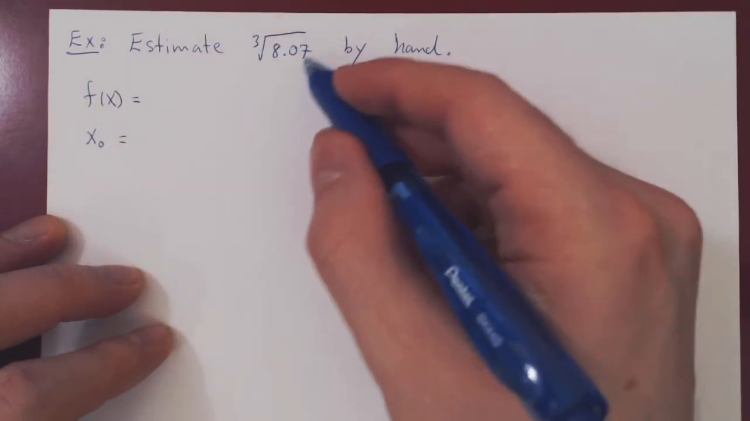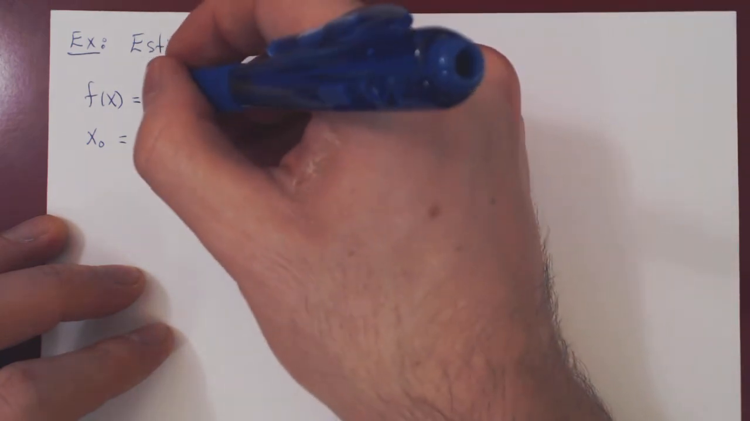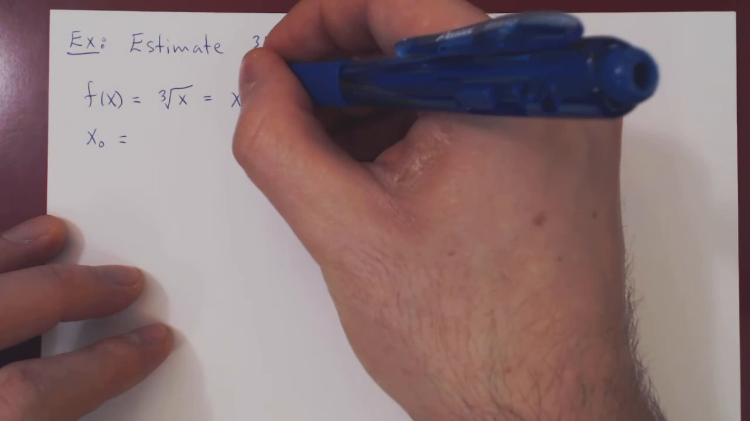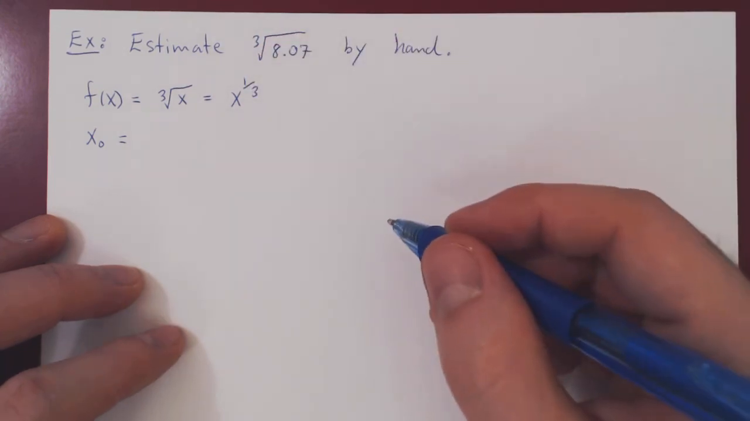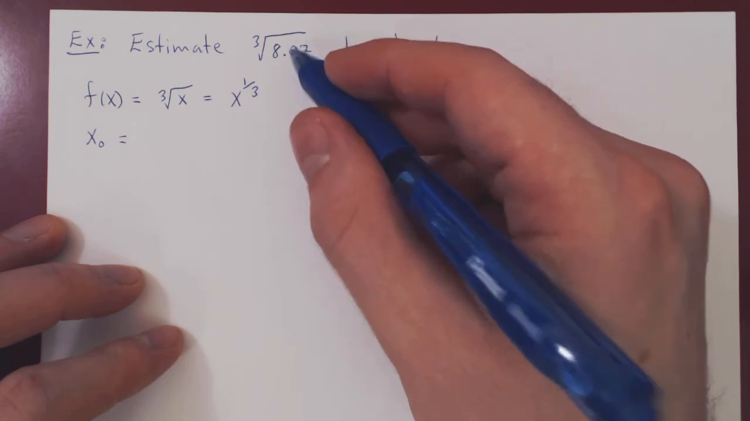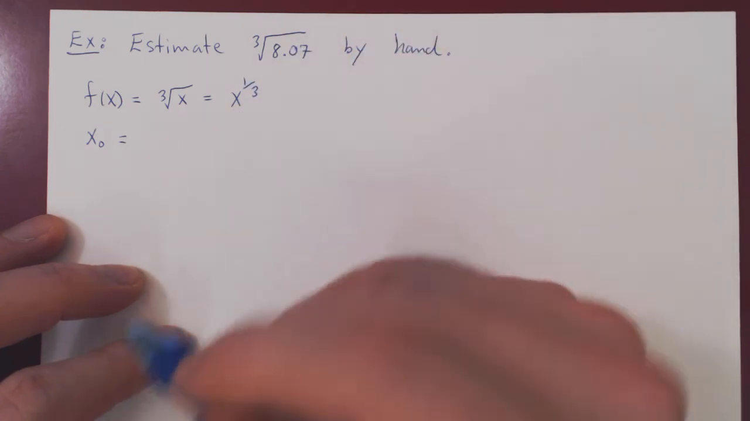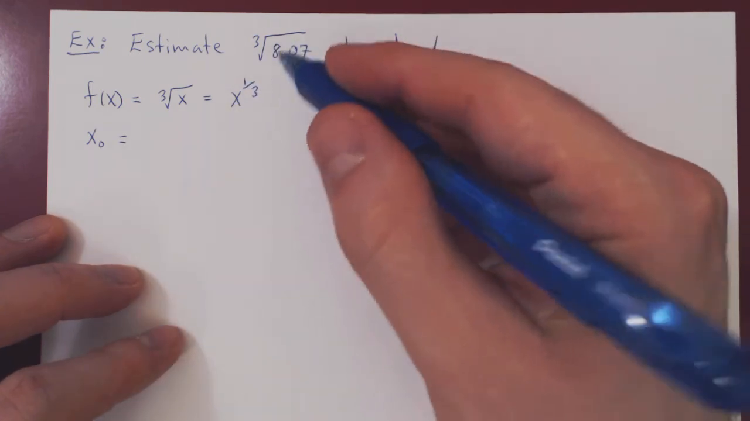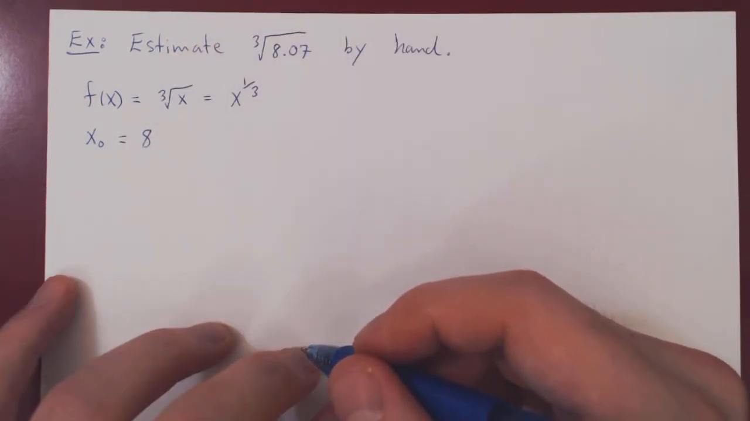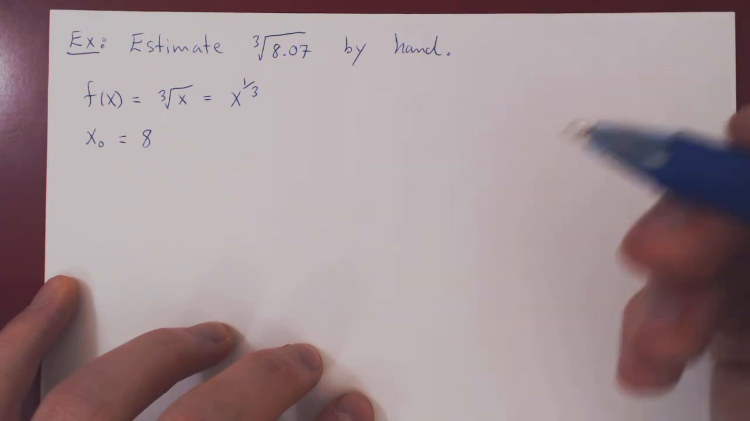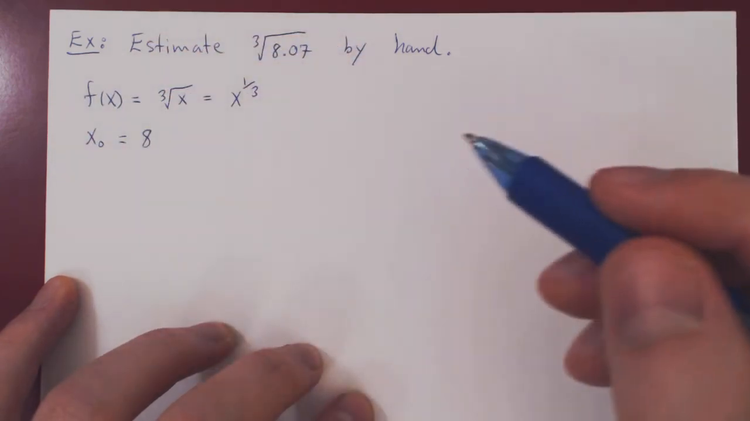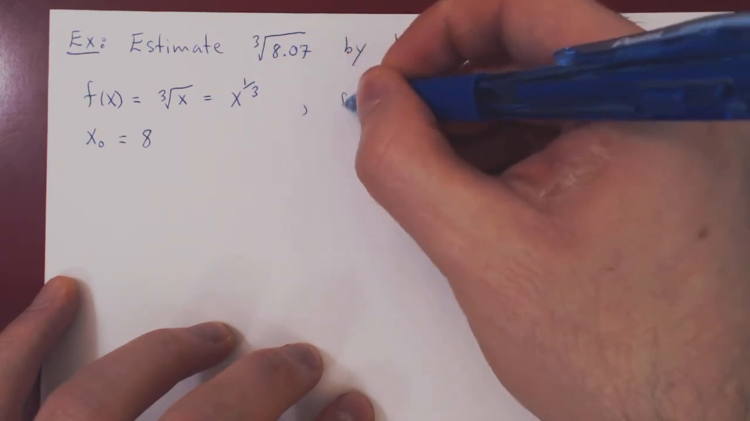Well, we take the cube root of a number, so clearly the function is the cube root of x function. If you prefer, x to the 1/3. Now we need a point very close to 8.07 where the cube root is easily found by hand. Well, this is clearly going to be 8, as the cube root of 8 is 2. To find the equation of the tangent line, we need, if you remember, the function at x0 and the derivative at x0. So let's find the derivative.